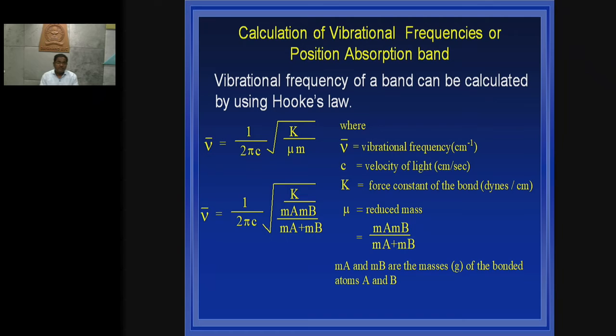So you can see in the formula, frequency is directly proportional to the square root of the force constant and inversely proportional to the reduced mass. So if the force constant increases, ultimately the frequency is going to increase, and if the reduced mass increases, the frequency decreases, because they are inversely proportional. This relation is very important while comparing the frequencies for different types of functional groups present in the molecule.